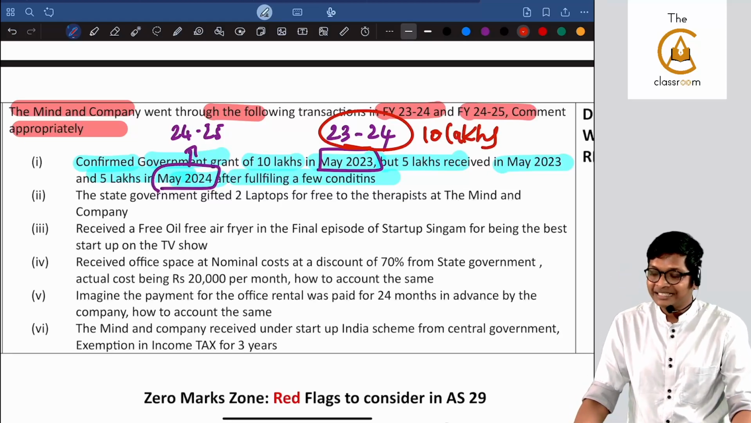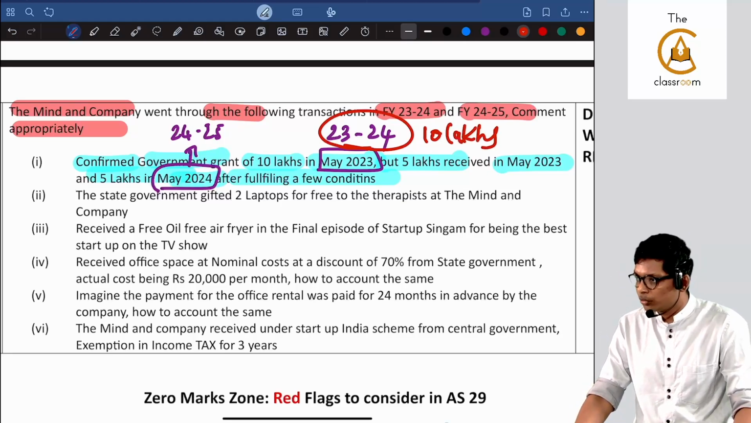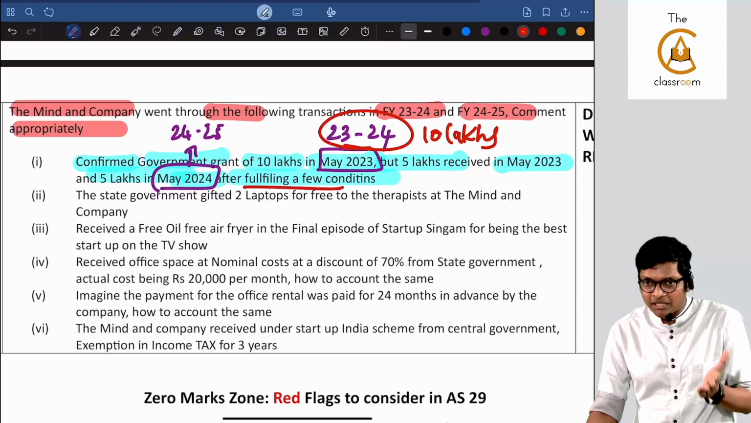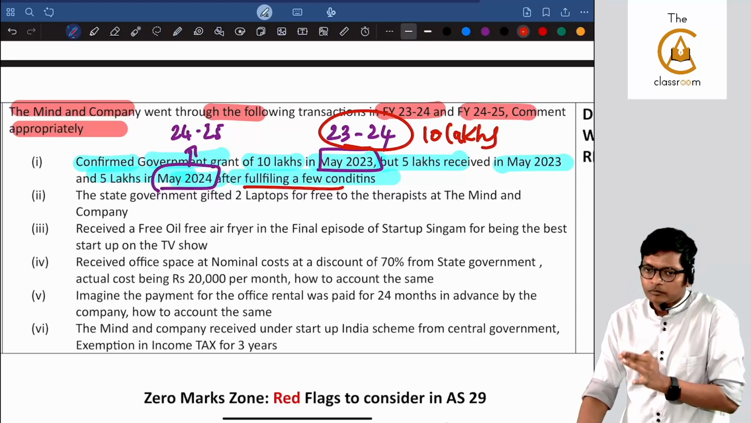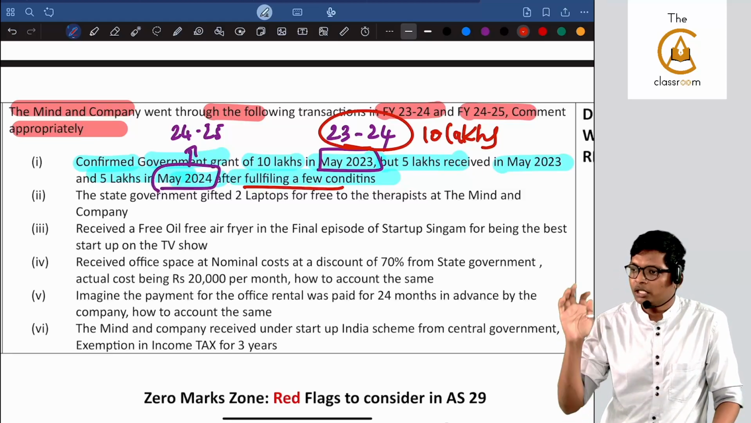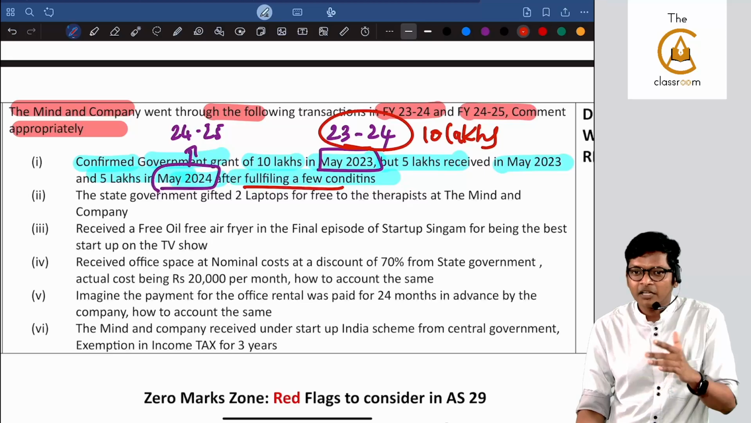No, because there are some conditions for accounting. I am yet to fulfill the conditions, and only after fulfilling did I get the sanction for the second 5 lakhs itself. So in 23, 24 I will account 5 lakhs, and in 24, 25 I will account 5 lakhs.